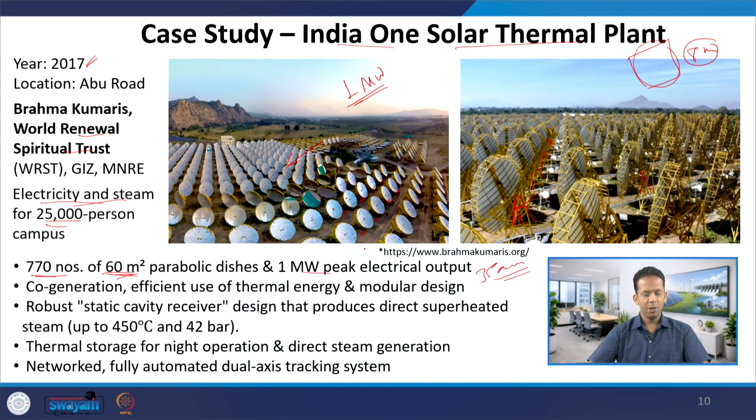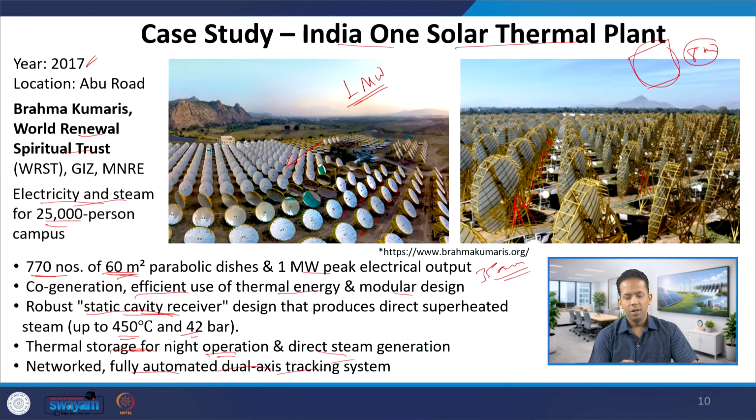and 1 megawatt is the output. It's a cogeneration-based plant that generates energy, and it has a robust static cavity receiver which is able to produce superheated steam at a much higher temperature, up to 450 degrees and 42 bar. Thermal energy storage is there for night operation and for steam generation at night, and it has a networked, fully automated dual axis tracking system. This thermal energy storage is basically the cast iron blocks which we had discussed earlier.